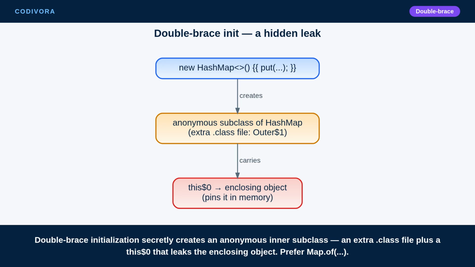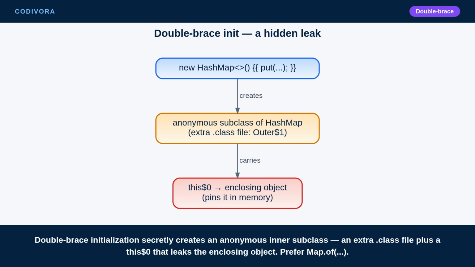Watch out for double brace initialization, that trick where you write new HashMap, then two sets of braces, and call put inside. It looks like a neat one-liner, but there are two brace pairs doing two things. The outer braces declare an anonymous subclass of HashMap. The inner braces are an instance initializer block that runs the puts. So this innocent literal secretly creates a whole new class, an extra .class file.